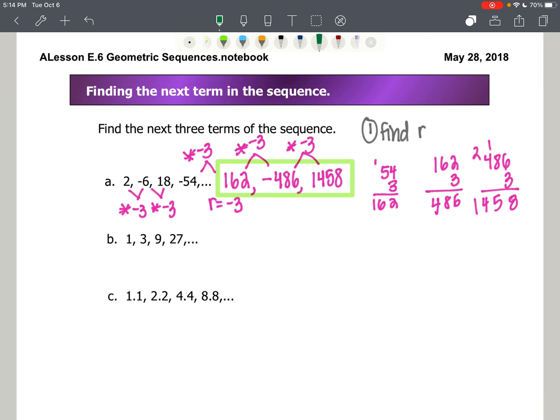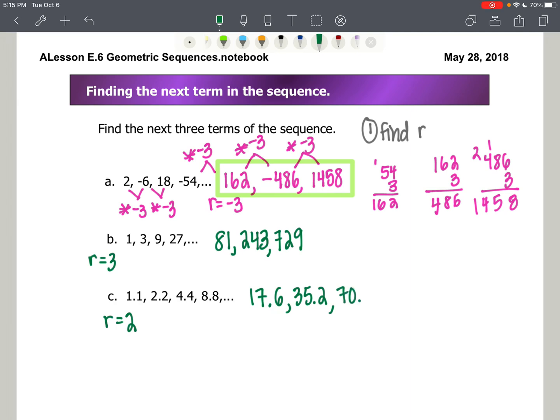Okay, welcome back. I got an R value of 3. And the next three terms I got were 50, nope, not 50. I got 81, 243, and 729. And on the next one, I got an R value of 2, and that's 17.6, 35.2, and 70.4.